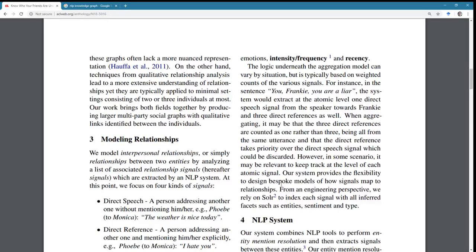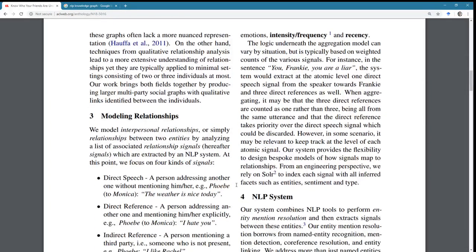Okay. And I'm just rephrasing as I go through to make sure that I got it in my brain. The logic underneath the aggregation model can vary by situation, but is typically based on weighted counts of the various signals. For instance, in the sentence, "You, Frankie, you are a liar," the system would extract at the atomic level 1 direct speech signal from the speaker towards Frankie and 3 direct references as well.